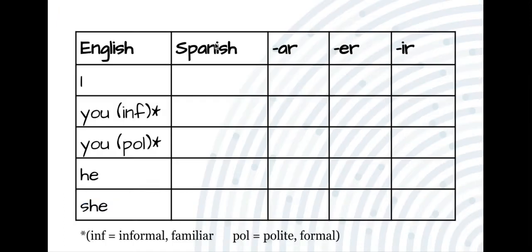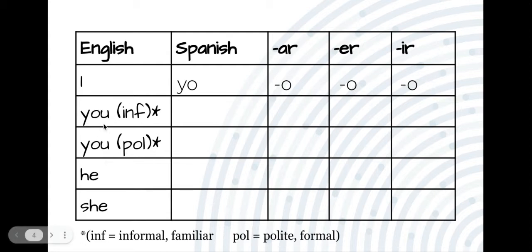So I have created this helpful chart for us that has our subjects because you need to know who is doing the action. That's your subject. And I'm going to put those subjects in Spanish and then your ending. So then if you have this paper, all you need to find is your verb. So in English, I, Spanish, yo, and here are your endings. So for AR verbs, the AR is removed and you replace it with O. Same for ER and same for IR.